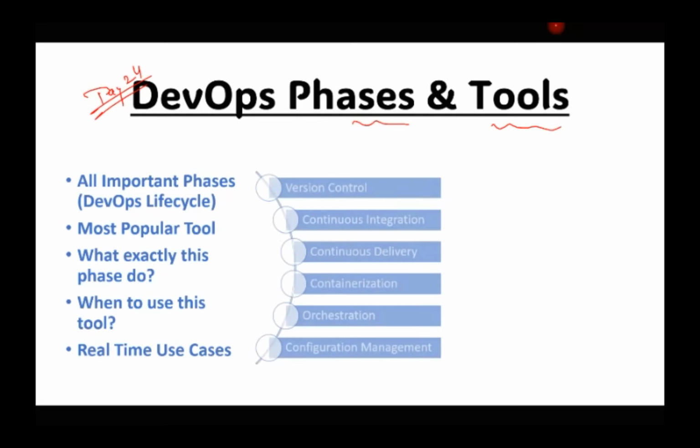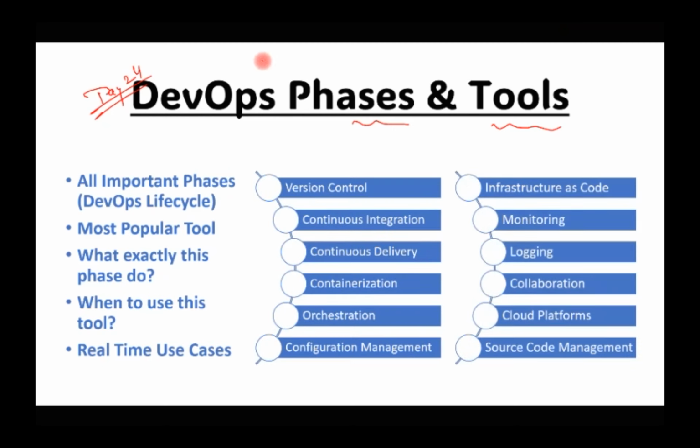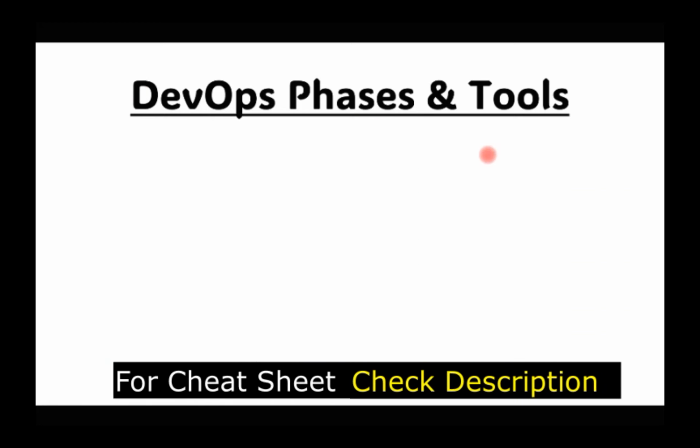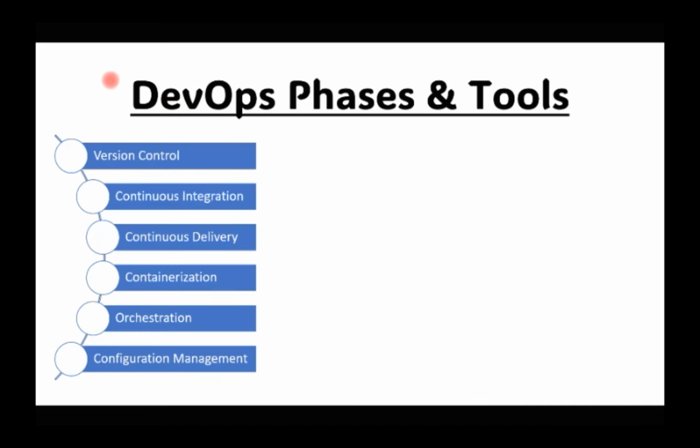So what these phases are, you can see these are the phases. First we will go through these all. After that we will go through them one by one. So there are these 12 phases we can say, or we are going to talk about 12 tools that are very important in terms of DevOps. So it will cover everything you can see on the screen. So without wasting time, let's get started. So the first phase we are going to talk about is version control.